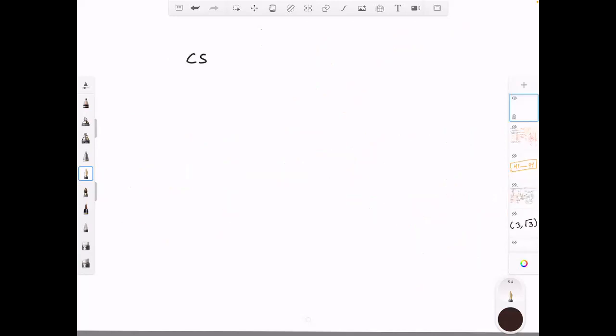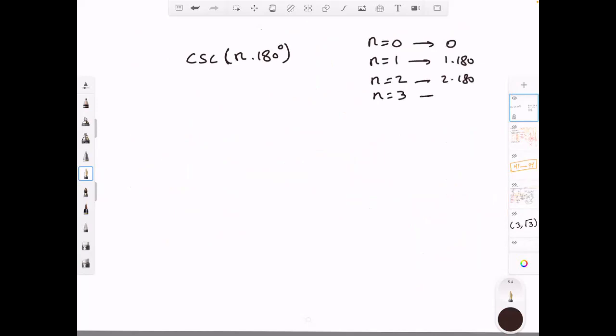So cosecant of n times 180. Then n equal to 0, n equal to 1, n equal to 2, n equal to 3. If it's 0, we get 0. If it's 1, we get 1 times 180, 2 times 180, and 3 times 180. Again, for the cosecant and secant, I would like you guys to convert to sine and cosine. This is exactly the same as 1 over sine of n times 180 degrees.